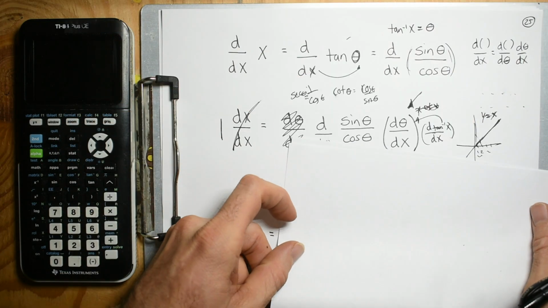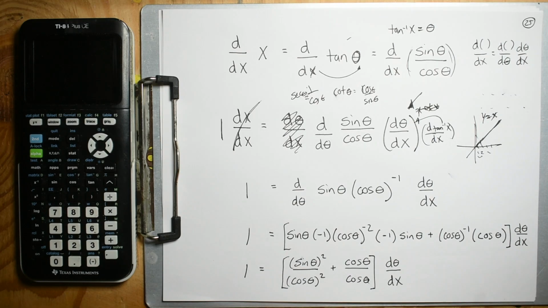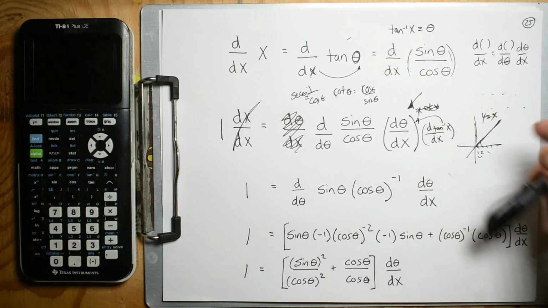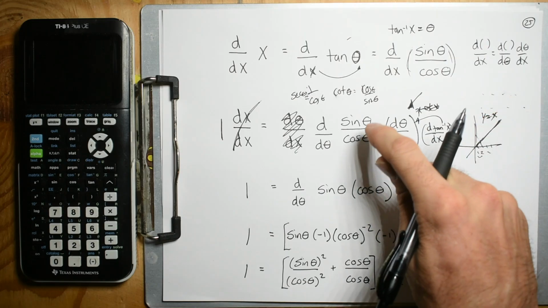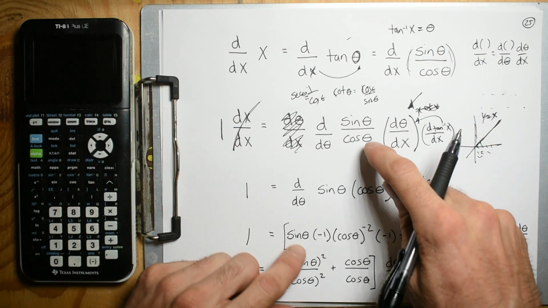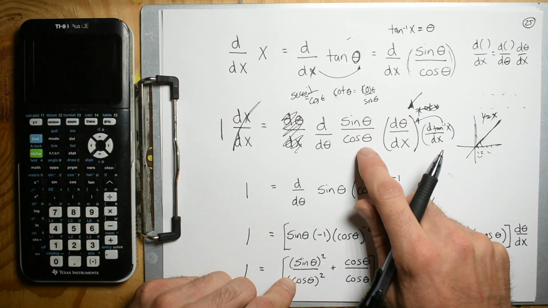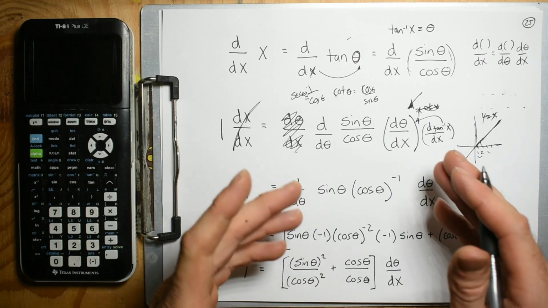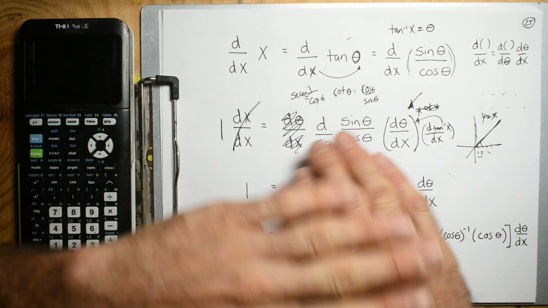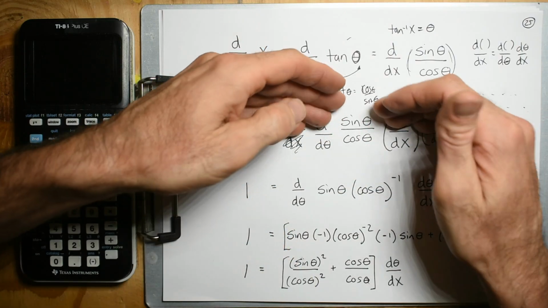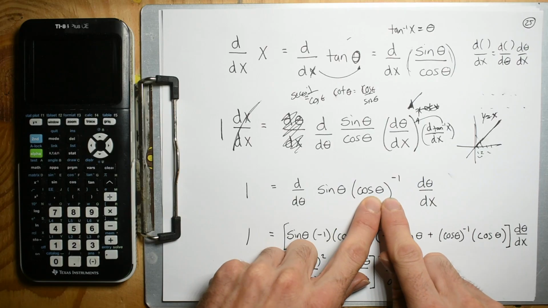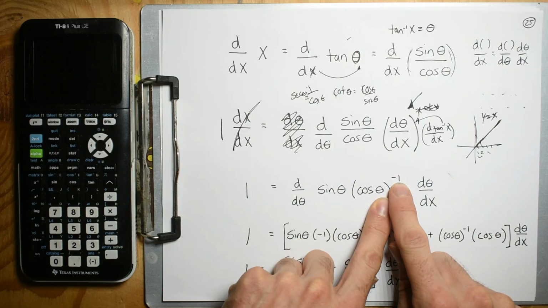Because this is a quotient, you're going to do the quotient rule, which is low d high minus high d low, all divided by the square of what's below. You can memorize that, but I don't like to do that. You don't have to use the quotient rule ever if you just get everything in the numerator. So get this to the numerator, just make it cosine to the negative 1.